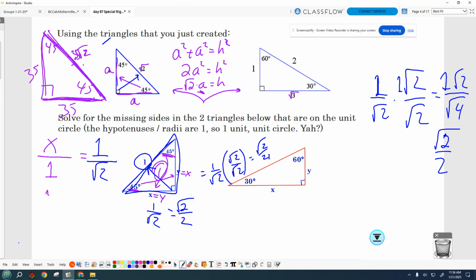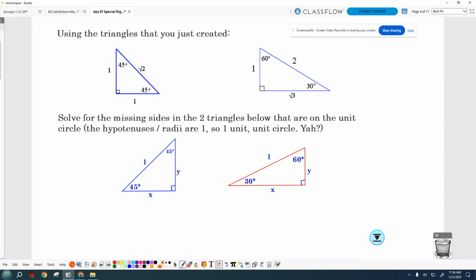I solved it by saying sine of 45. Okay. Is that okay? Yep. If you know what that is, that's fine. I'm trying to get you guys to see where these come from. So if you already know what sine, cosine, and tangent are of 30 and 60 and 90, cool.